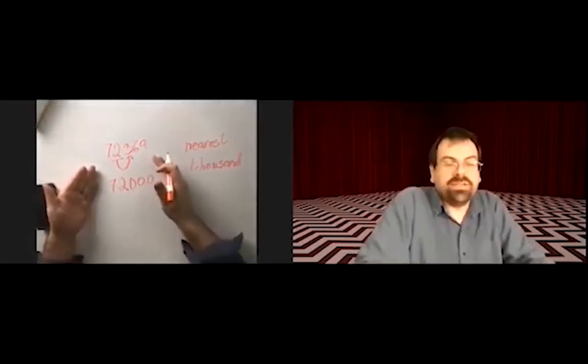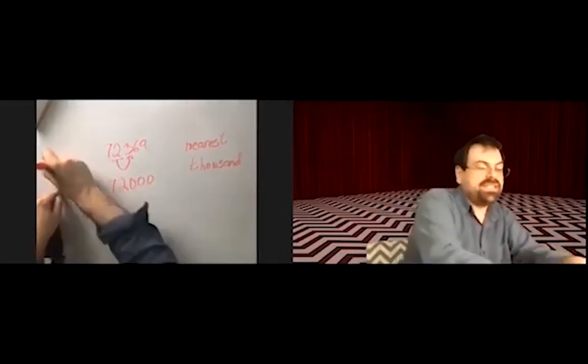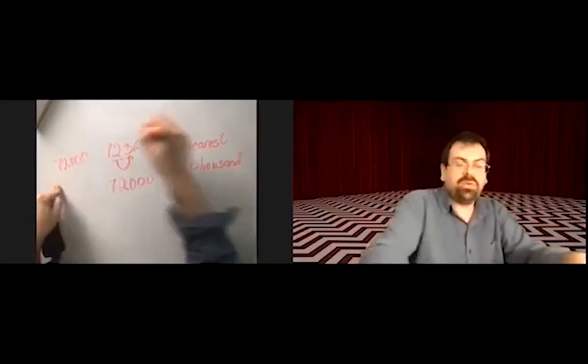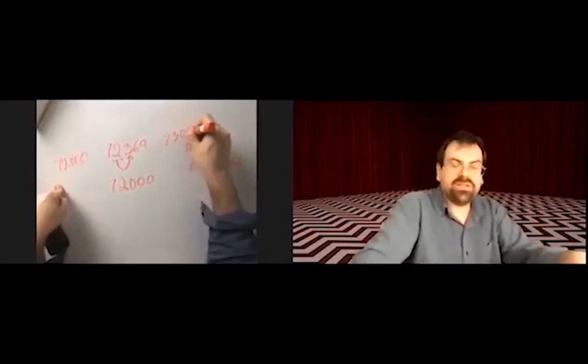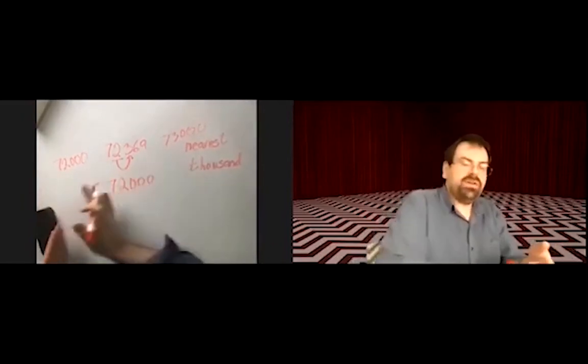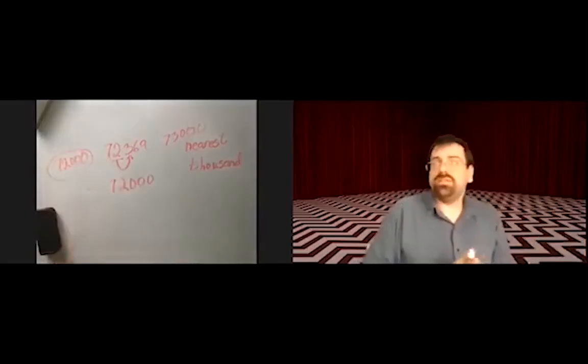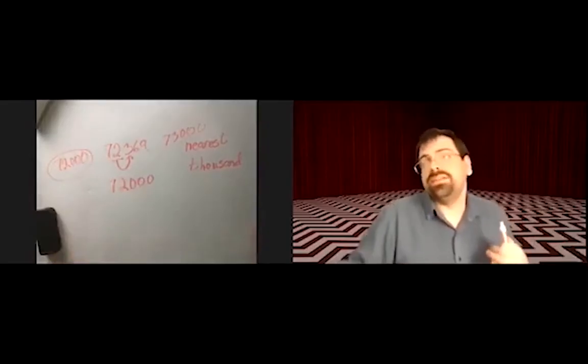Again, what are the thousands to the left and the right? We would have 72,000. We would have 73,000. And this, because it's under 72.5, is closer to 72,000. 72,000 would be the nearest 1,000.